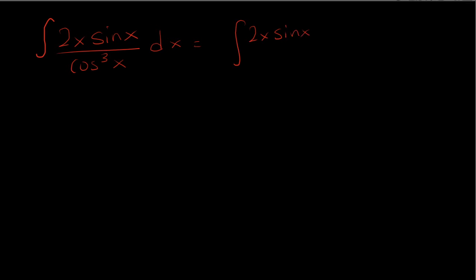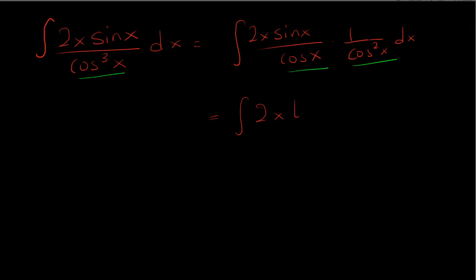I want to find the integral of 2x times sine of x over cosine cubed. I'm going to rewrite this as 2x sine x over cosine x times 1 over cosine squared. So what I did here was I took the cosine cubed and split it up into cosine times cosine squared. Okay, so then sine over cosine will be tangent, and then 1 over cosine squared is secant squared.